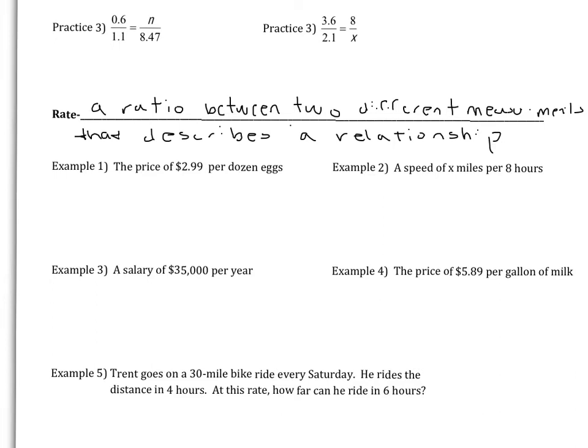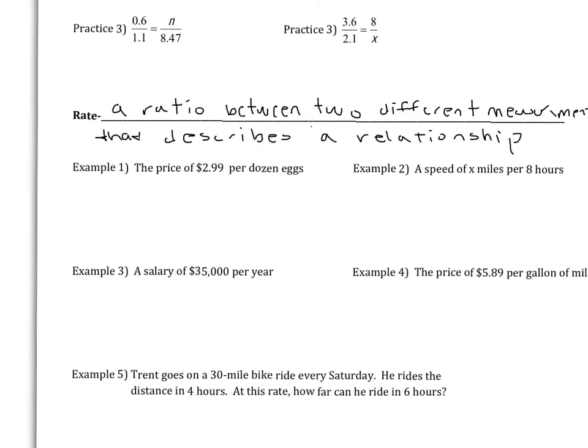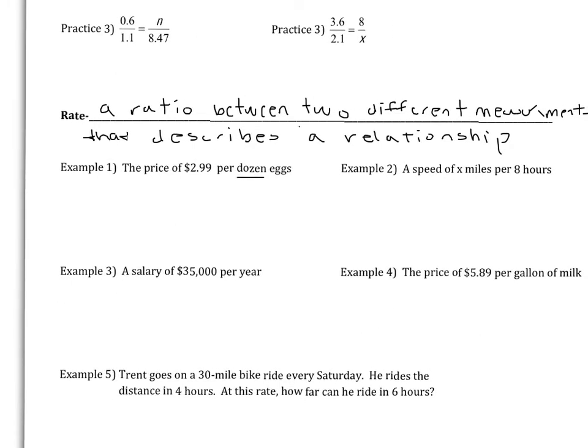So, for example, I might say the price of $2.99 per dozen eggs. So right now, I'm creating a rate. I'm relating the price and how much a dozen eggs costs. Now let's think about what this actually means. Dozen, okay, I know dozen is another word for 12 eggs. So I might say, okay, I pay $2.99 per dozen eggs. Remember that the word per means divide.